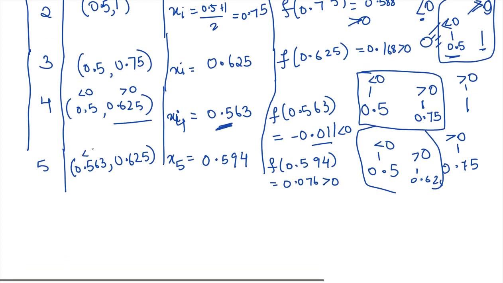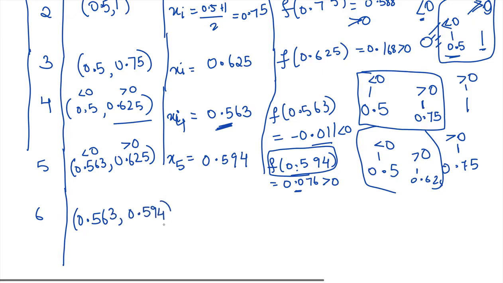Okay, so this was giving us less than 0, this was giving us greater than 0, and the middle number is also giving us greater than 0. So we know this middle number we will obviously include, but since this is greater than 0, we will include another number which is less than 0. So our next interval would be 0.563 comma 0.594.